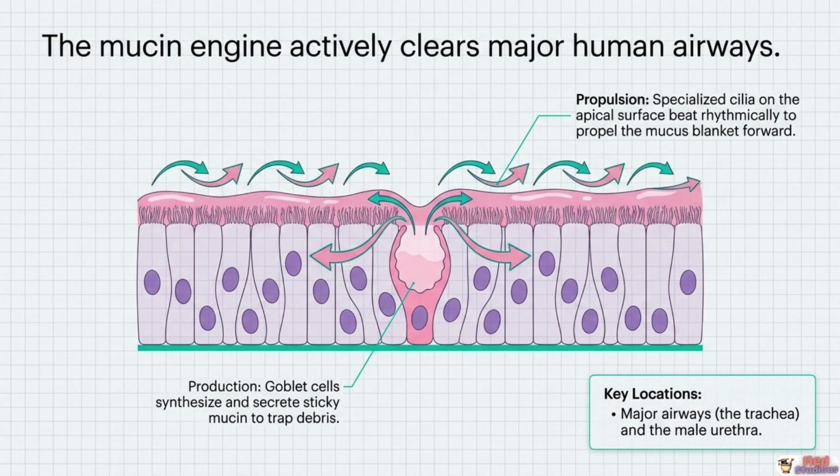This mucus blanket sits on top of the cilia like a moving carpet and acts as a physical and chemical trap for anything inhaled: dust particles, bacteria, viruses, allergens, and pollutants. Second, propulsion. The cilia on the apical surface of the ciliated cells beat in coordinated, rhythmic waves, approximately 10 to 15 times per second, always in the direction toward the throat. This rhythmic beating propels the mucus blanket continuously upward and outward, clearing the airway around the clock, even while you sleep. The clinical relevance of this system is immense.